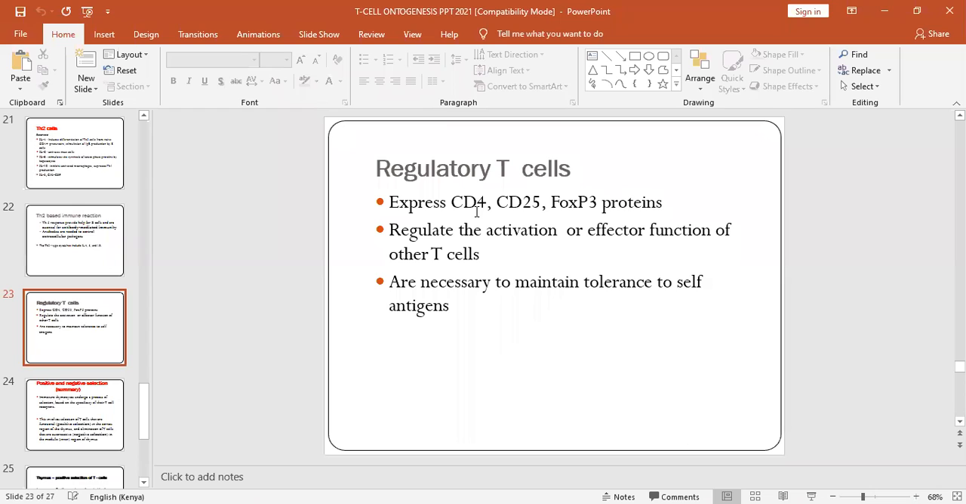We have said their function is to regulate, or rather to control, the effector mechanism of the other T cells, that is the CD4 cell or the CD8 cell. And these are actually necessary to maintain tolerance to self-antigens, because sometimes the cells might be reactive to their own antigens. So this signal is very important, especially to avoid hypersensitivity reaction.